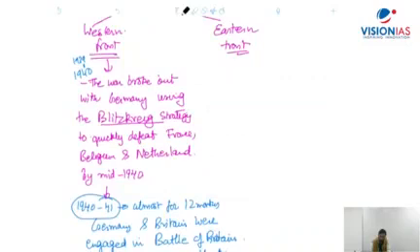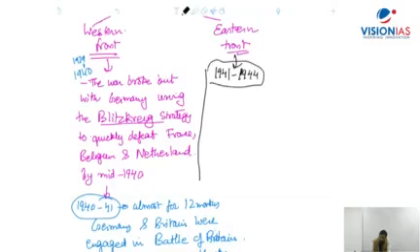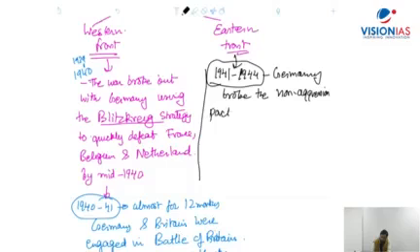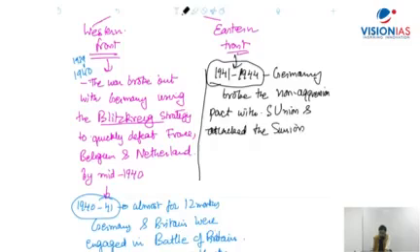So, on the Eastern Front, what you see is that from 1941 to 1944, Germany broke the non-aggression pact with the Soviet Union and attacked the Soviet Union.